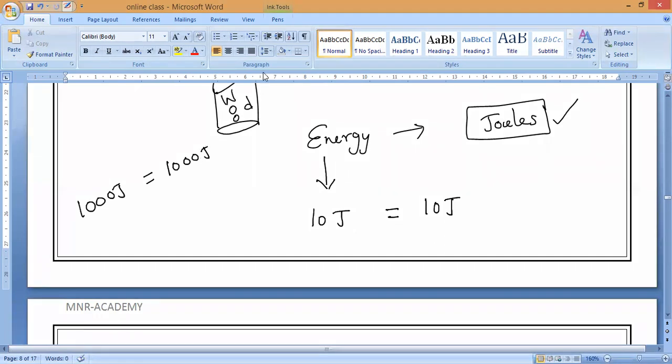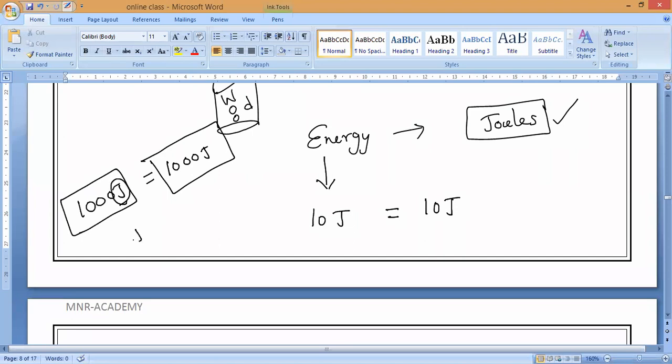Yes or no, guys? Please respond. Both are equal, correct? Shakti, Shruti, have you understood? So if I have 1000 joules, I can do 1000 joules of work done because both units are the same.